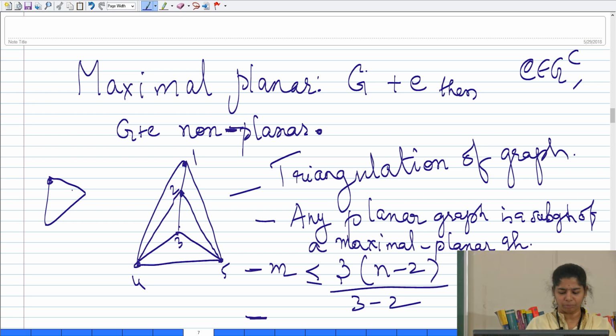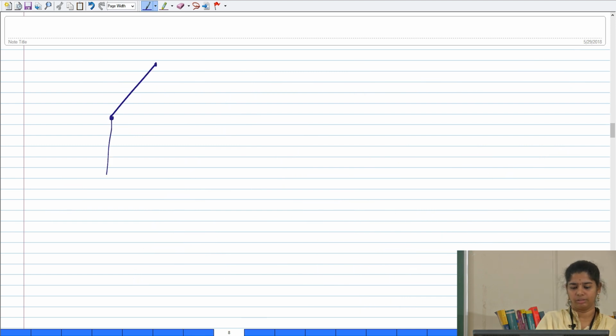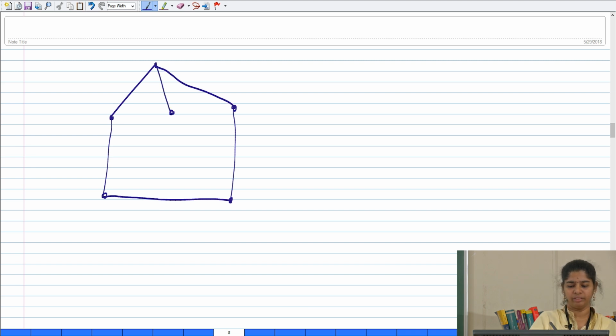So, let us go into some examples. I guess you have seen a lot of theory now. Everybody has seen this graph. Can you tell me what the name of this is?